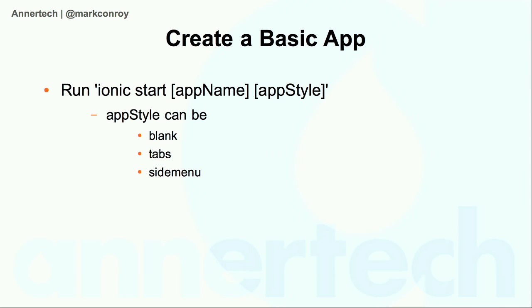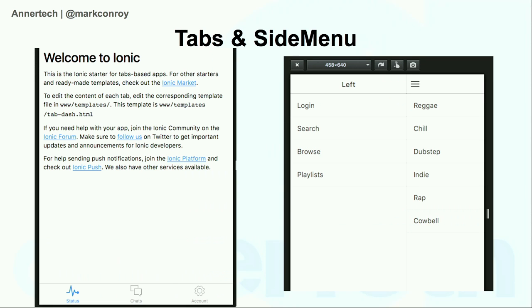So if you choose blank, you get a blank slate, you start from scratch. If you choose tabs, you get what you see here on the left. And if you choose side menu, you get what you see on the right. So if you look at the bottom of the screen on the left, you can see there's a status button, and there's a chat tab, and there's an account tab for settings. So that's where the tabs go, and then you can change them if you want. For iOS, you might say you want the tabs on the bottom, and for Android, you might say you want the tabs on the top.